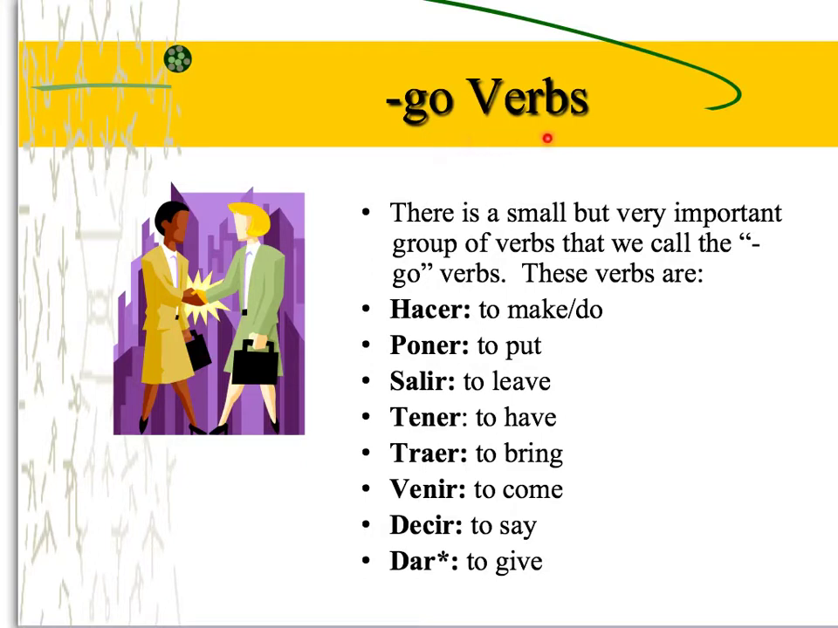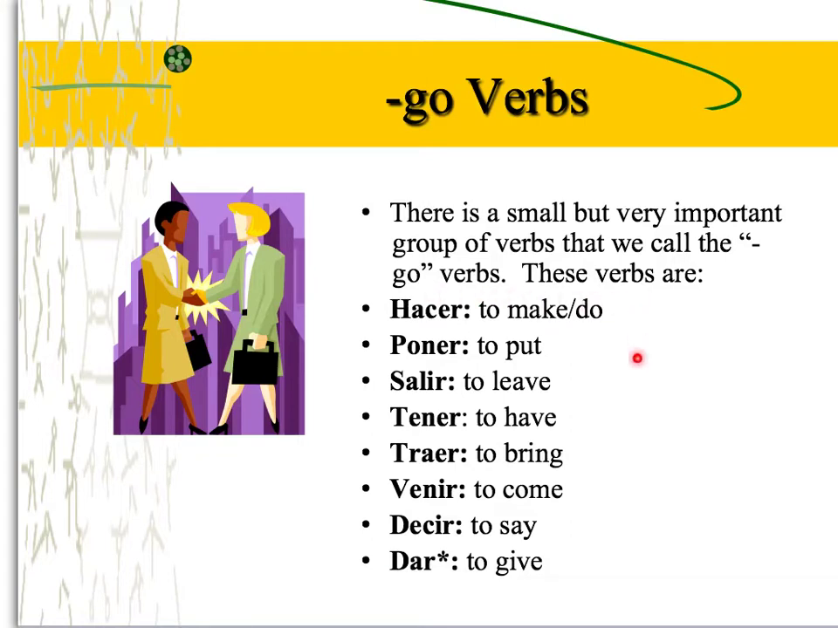But that doesn't mean we can't do go verbs, woohoo! Okay, so this is a small group of verbs that a lot of times are referred to as go verbs because they have irregular yo forms like tener, tengo, okay? And those verbs are listed here that we're going to work with today, so you can write them down.